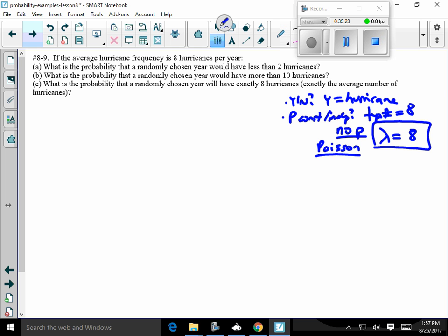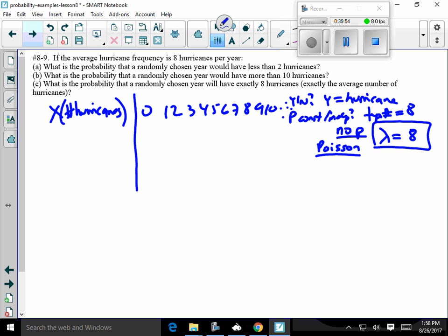Poisson. Okay, so that means for part A, actually, for all of them, I could do this. I can define a random variable that represents the number of hurricanes. Actually, let me write this over again so I can spread this out a little bit. X is the number of hurricanes, and so it could be 0, 1, 2, 3, 4, 5, 6, 7, 8, 9, 10, or more. There's really no limit to how many hurricanes you could have. And then we'll talk about probabilities for those things.